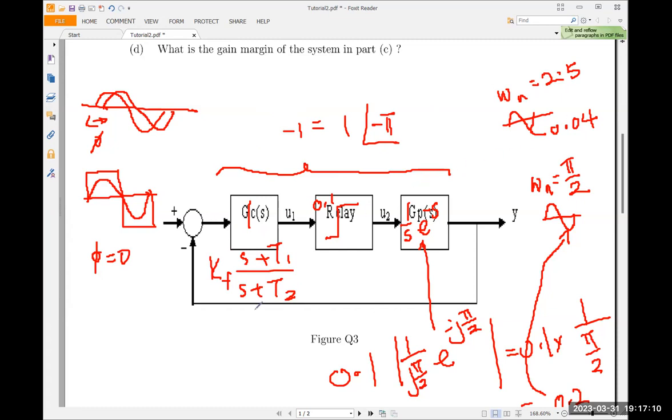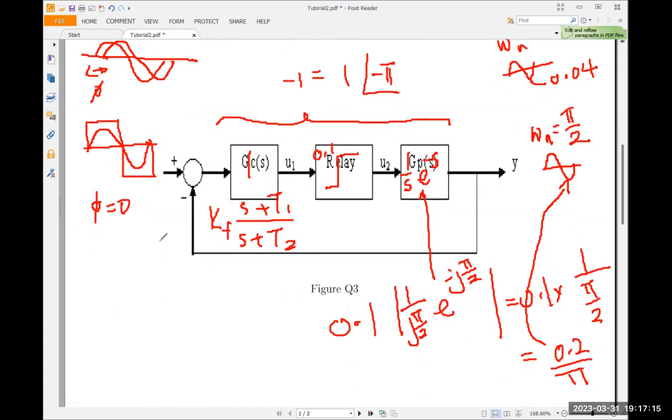So the phase of this, you have to write down the phase of this. The phase of this is arctangent of omega u over T1, minus arctangent of omega u over T2. All right, that would be the phase of this.